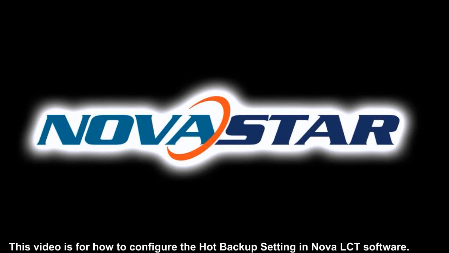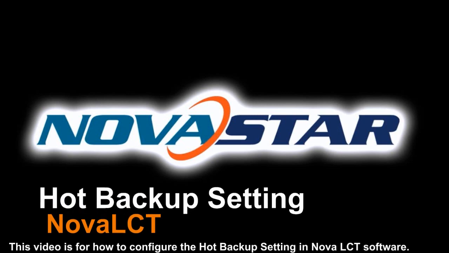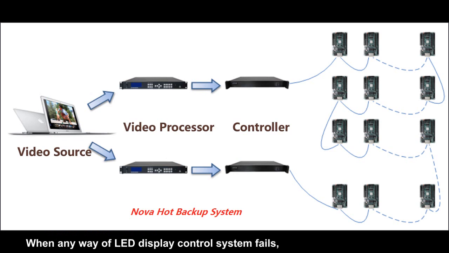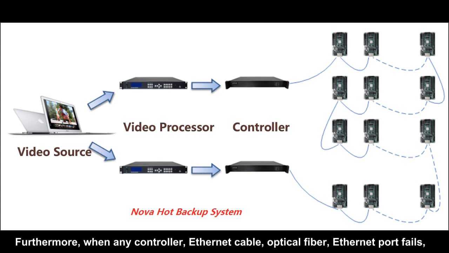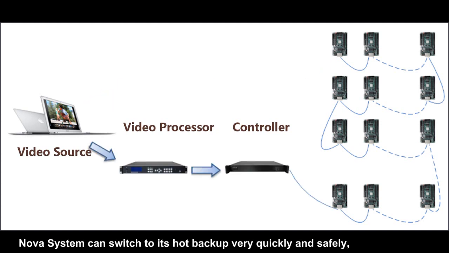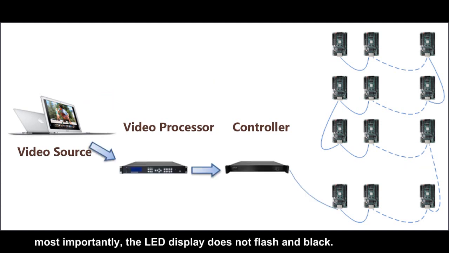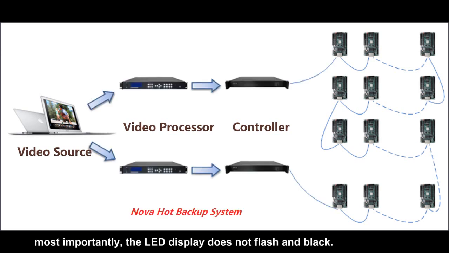This video is about how to configure the hub backup setting in Nova LCT software. When any way of the LED display control system fails, the Nova hub backup system can maintain its normal display with no manual intervention. Furthermore, when any controller, Ethernet cable, optical fiber, or Ethernet port fails, the Nova system can switch to its hub backup very quickly and safely.